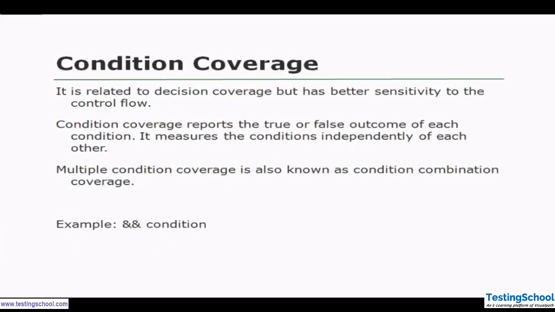Condition coverage is related to decision coverage. We have the AND condition or the OR condition. So if we have the AND condition like A plus B greater than 50 and A plus C less than 100, so there is an AND condition. This is covered in condition coverage.